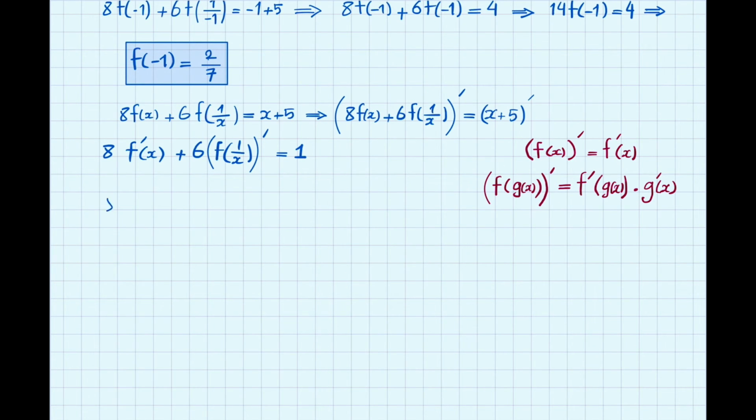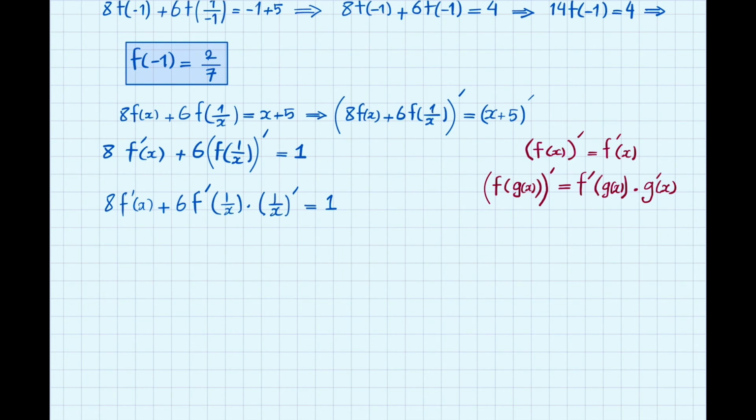So this becomes 8 f prime of x plus, this one becomes 6. I flip the prime inside, it becomes f prime of 1 over x, but the price that I need to pay is to multiply by the derivative of the inner function. And on the right hand side I will have 1.